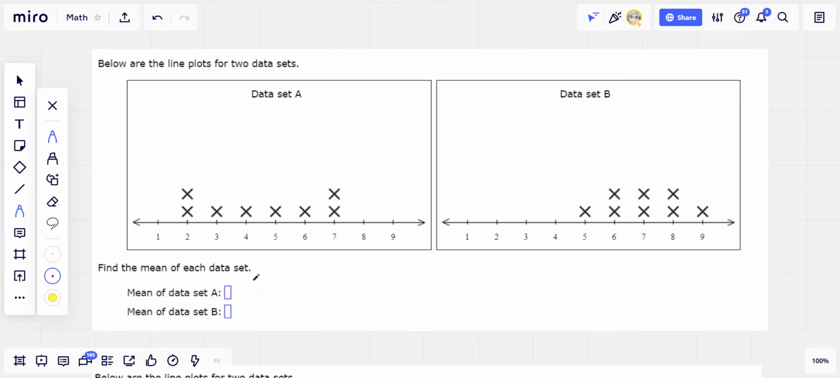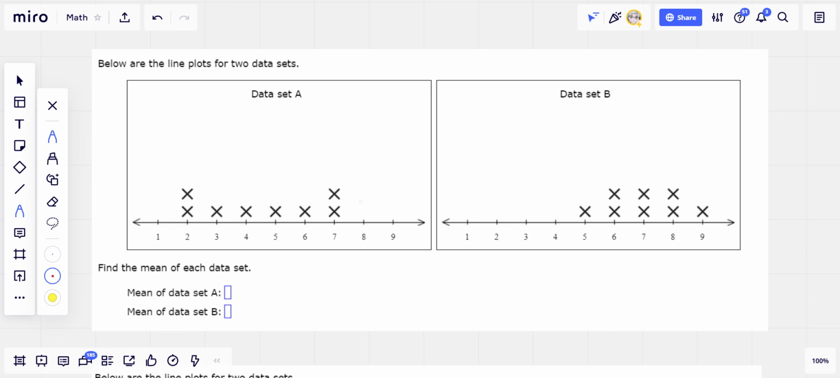In these problems, we have line plots of a set of numbers. So you remember what this means. On a number line, you just put an X whenever you have one of those numbers. So in this set of numbers, there were two twos, a three, a four, a five, a six, and two sevens. We're going to try to find the mean of these numbers.